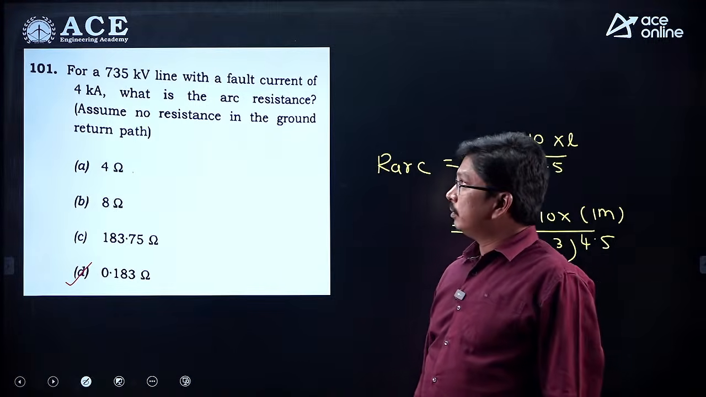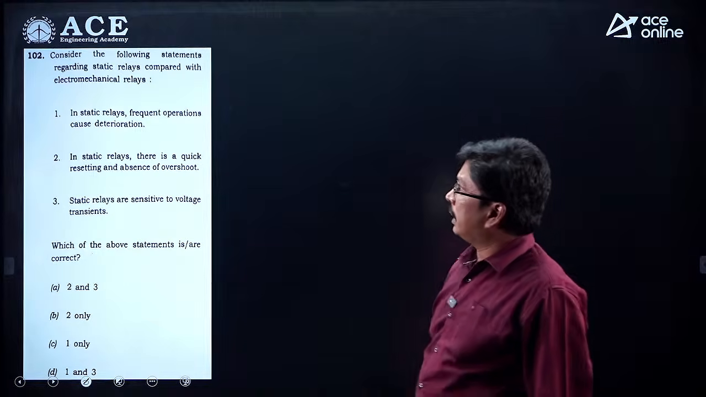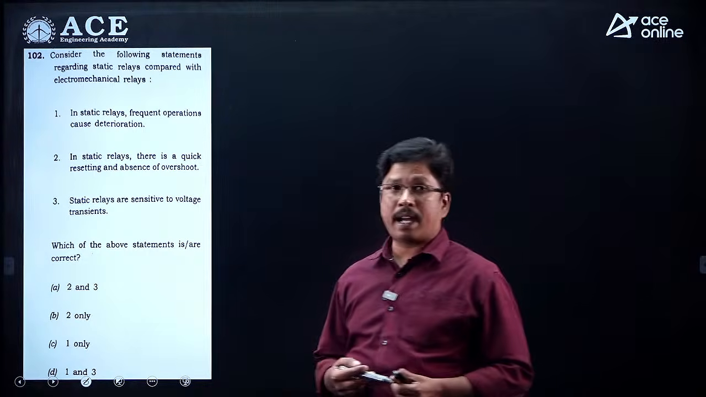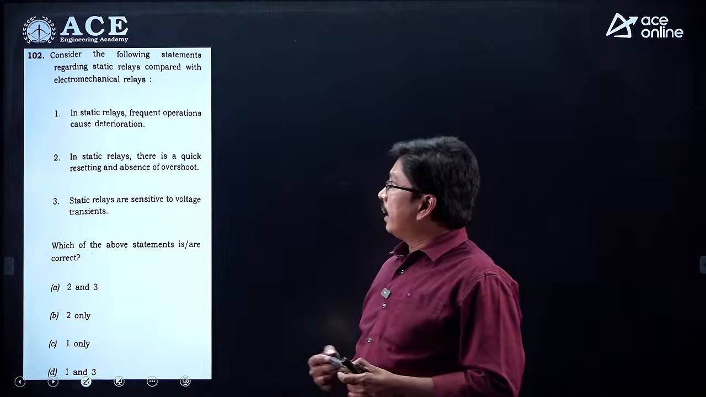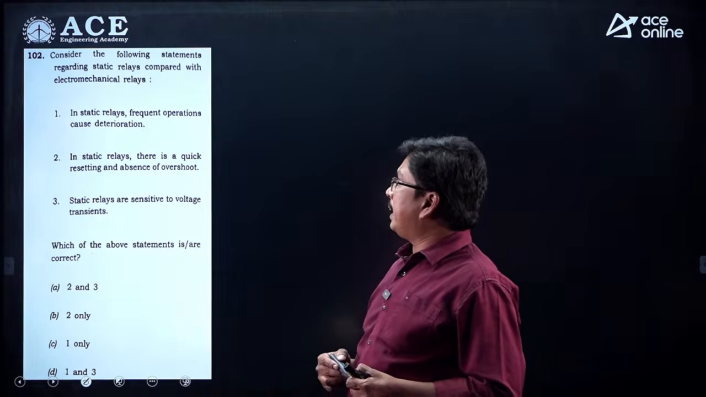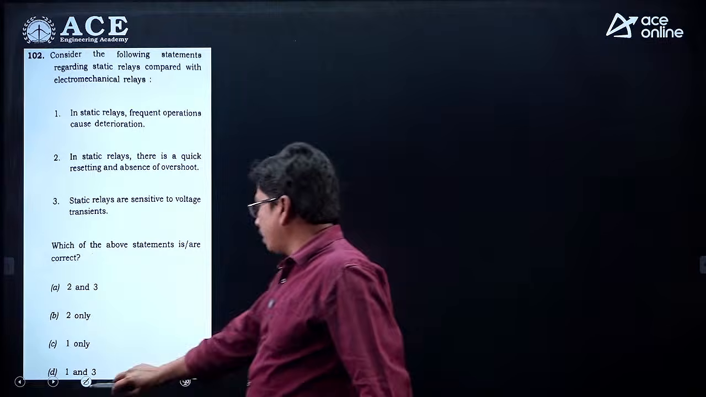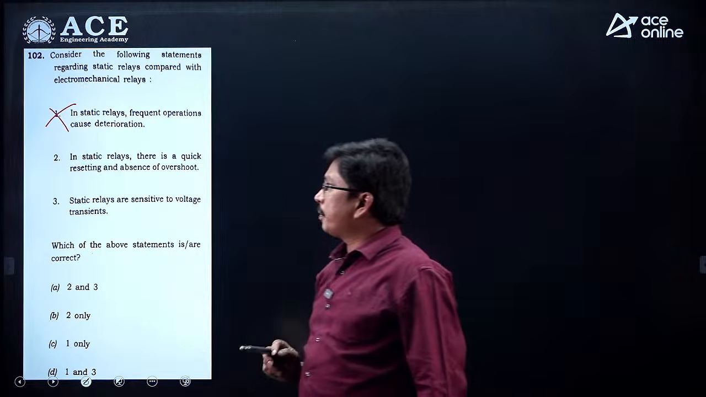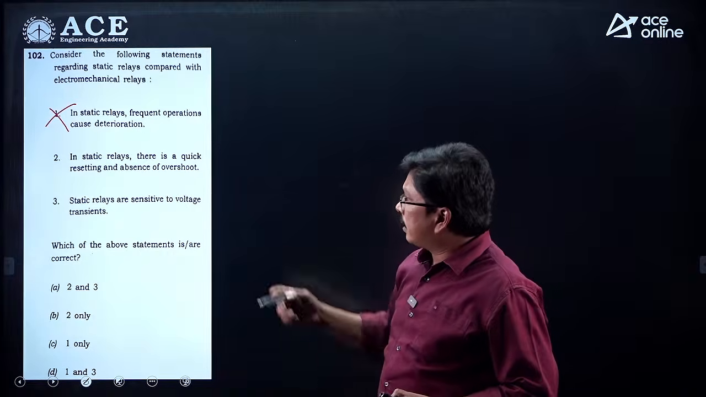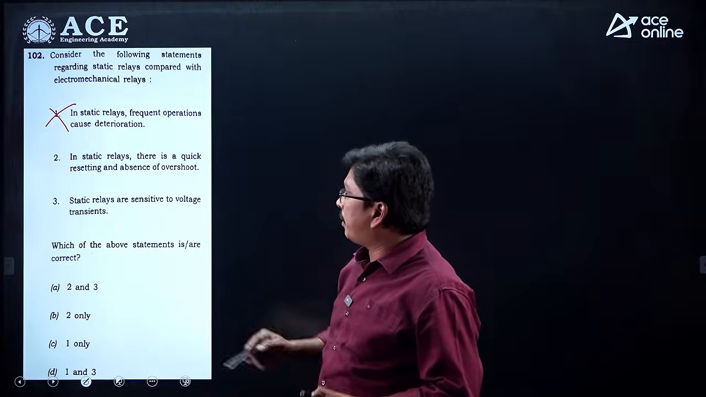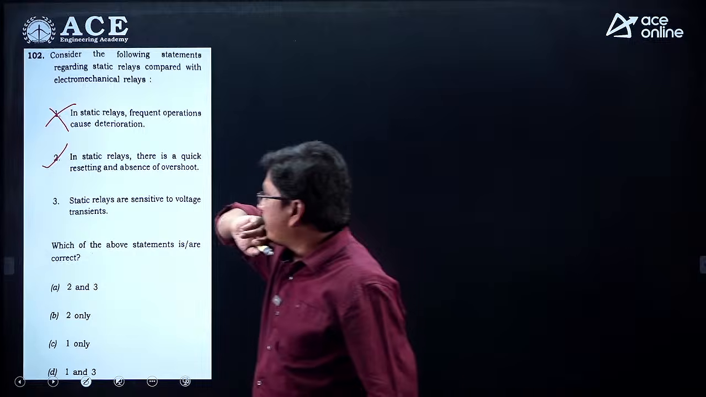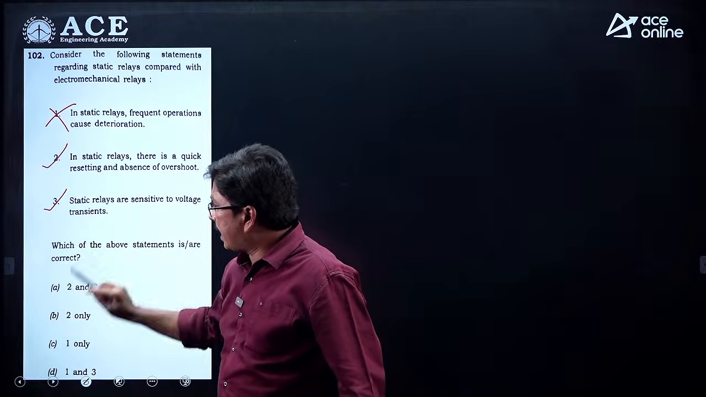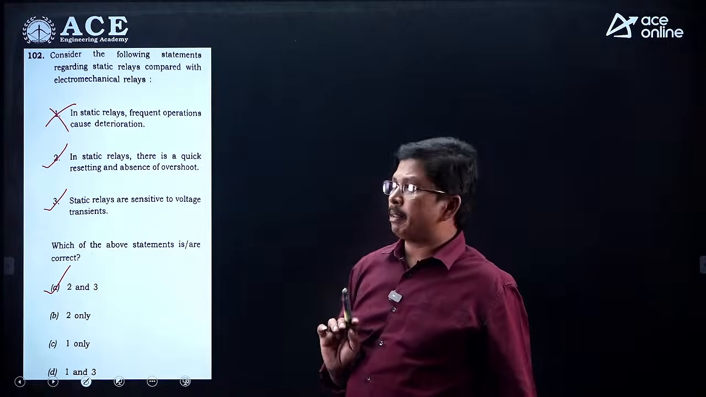Right. The next question, again it is beyond the syllabus, the static relays. In static relays, frequent operations cause deterioration? No. So there is no problem of deterioration in the static relays. And in static relays, there is a quick resetting and absence of overshoot. Yes, that's the correct statement. Static relays are sensitive to voltage transients. So that 2 and 3 are correct. 2 and 3 statements only.